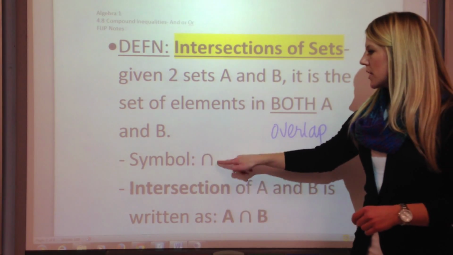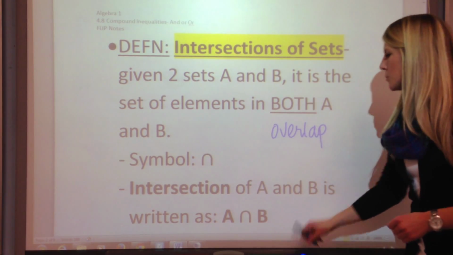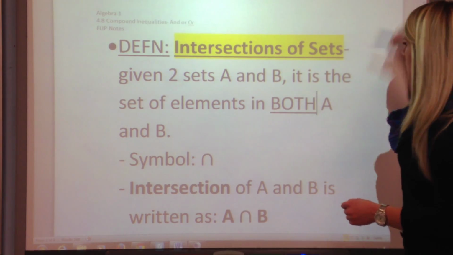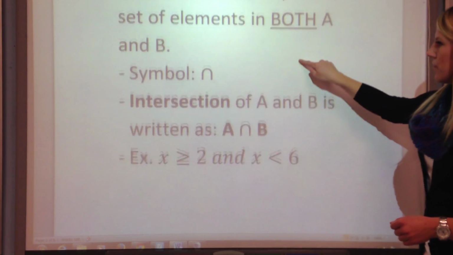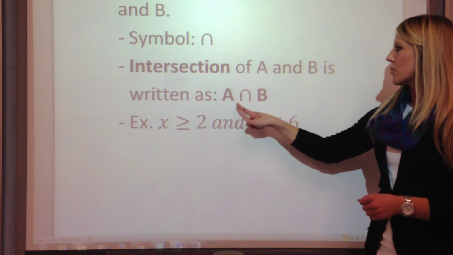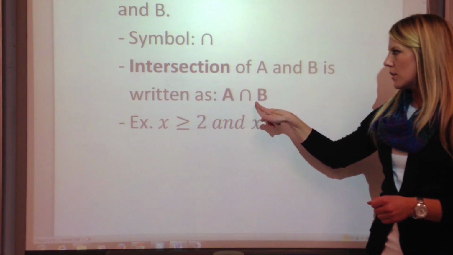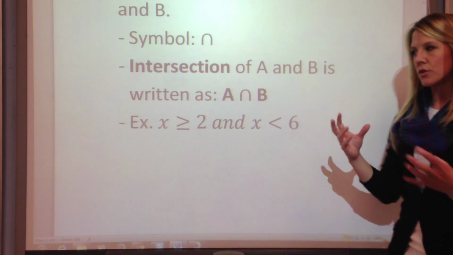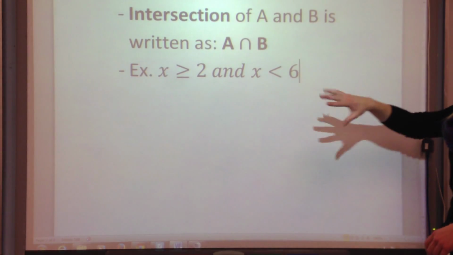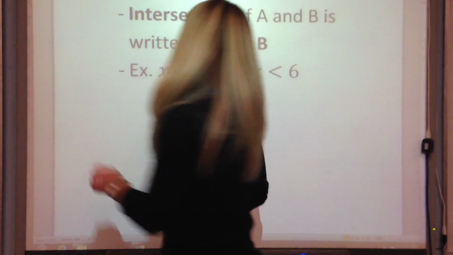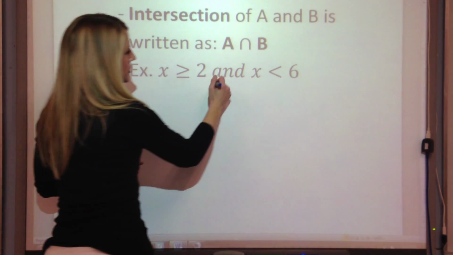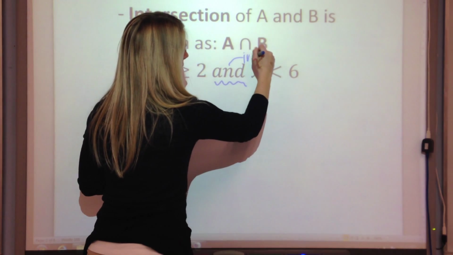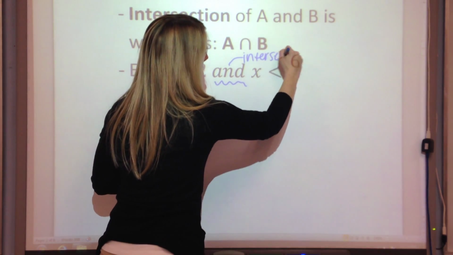So the symbol is basically an upside down U. To write it, you will see the intersection of A and B is written as A, upside down U, B, but this means the intersection of. So it means where do those solutions overlap, where do they intersect. So what does that look like graphically on a number line? X is greater than or equal to 2 and, so as soon as you see that, that means the intersection, so you're talking about an overlap.